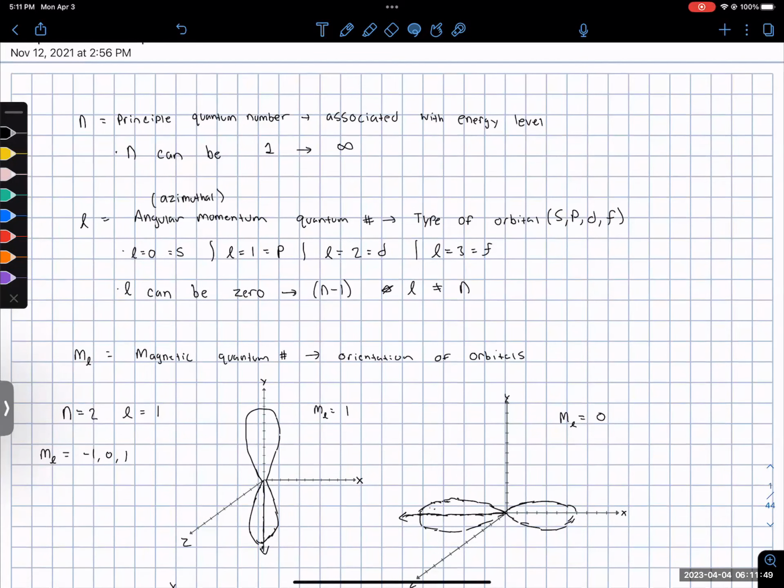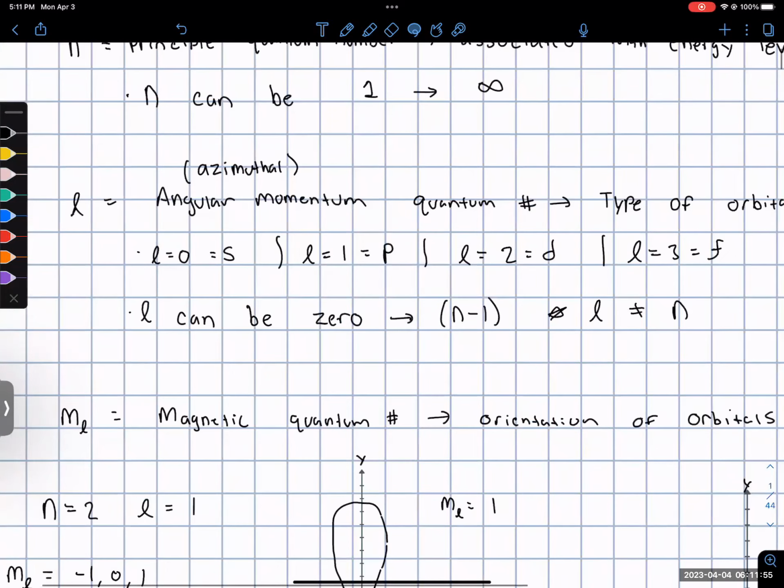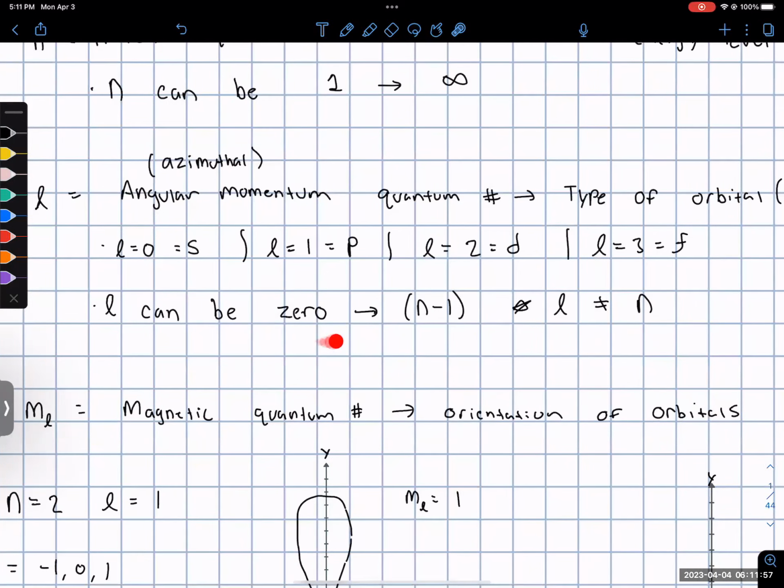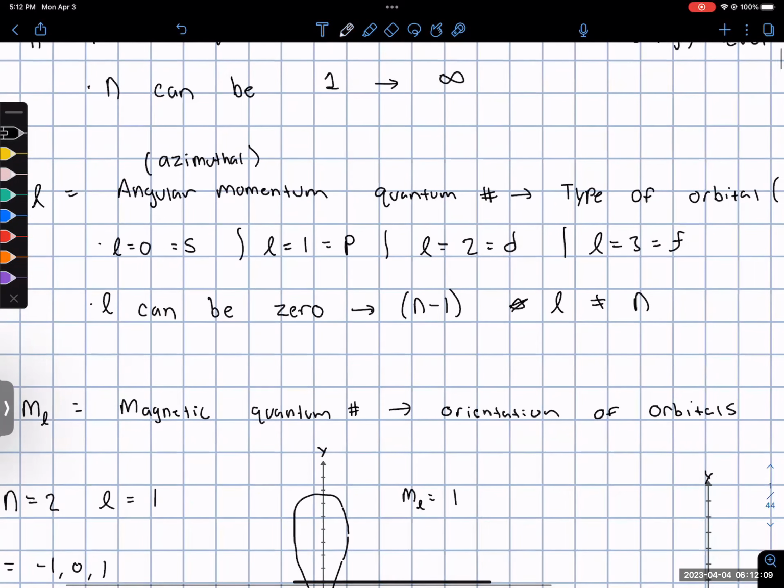Now, for the rules of the L quantum number, the angular momentum quantum number, L can be any number from 0 up to n-1. That means L cannot equal n. So say we have an n value of 3. What are the possible L values for an electron? So it can be 0 to n-1, so 3 minus 1. Yeah, exactly.